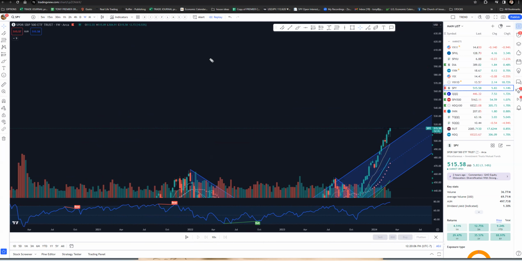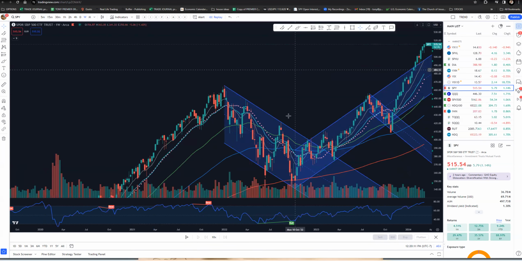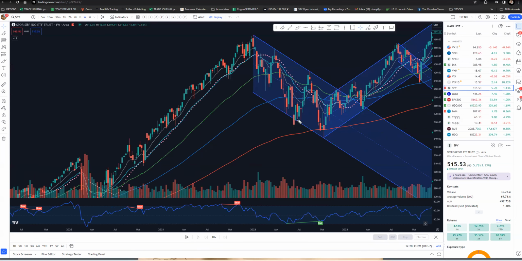So if we have a down channel and it breaks the bottom side down here, I'm not going short. We had that happen over here, I think. Yeah, right here. I am not going short on that. Down channels, I am really only looking long. So once this broke out, now I'm like, okay, time to go. This is an up channel.